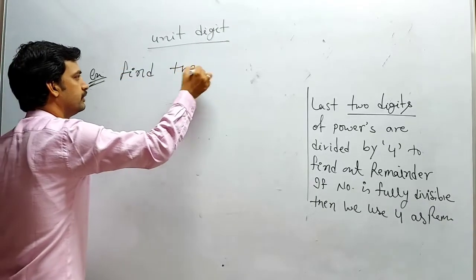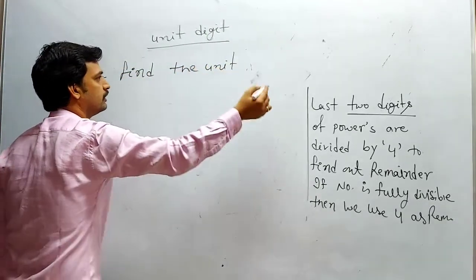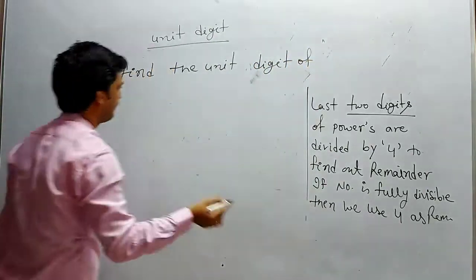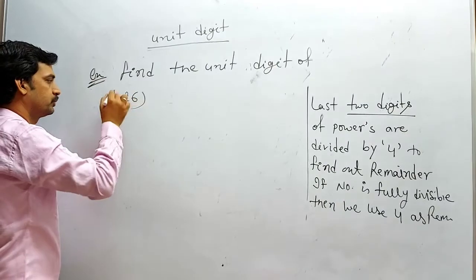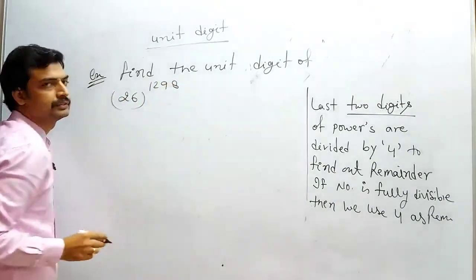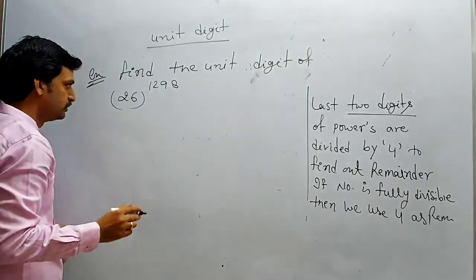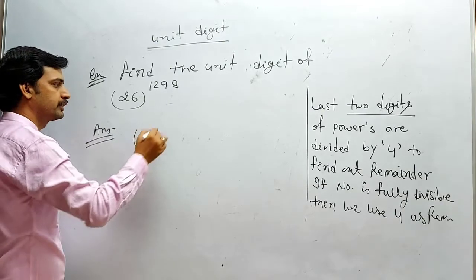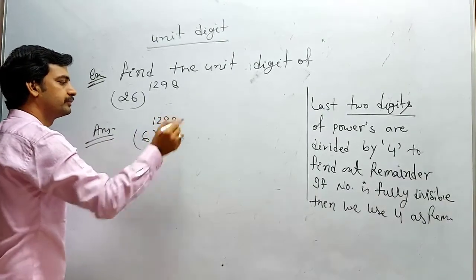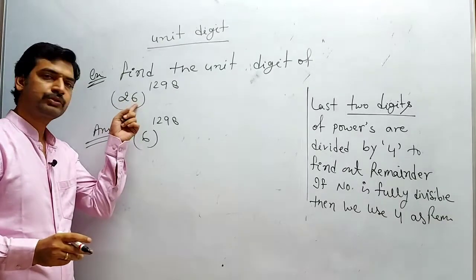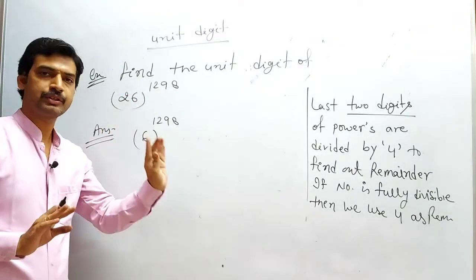Find the unit digit of 26 raised to 1298, right? So for the answer, what will we use? 6 raised to 1298. By the note, directly we can say the unit digit of this one is what? 6. No matter what the power is, the answer would be 6.